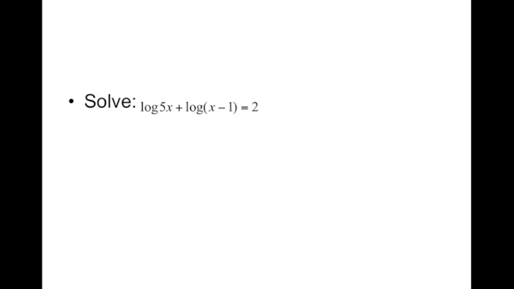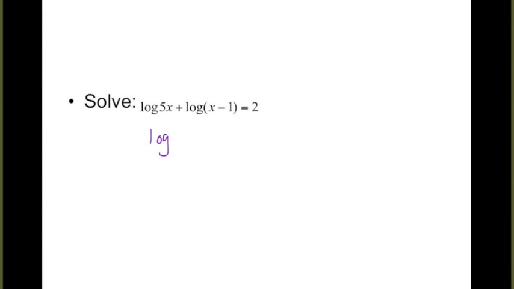This one has 2 logs in it. So our first step is going to be to combine those logs the way we learned to use our condensing formulas in section 5 a couple days ago. So when I have 2 logs added together, how can I condense or smush them together into just one log? Multiply. We're going to multiply the insides.